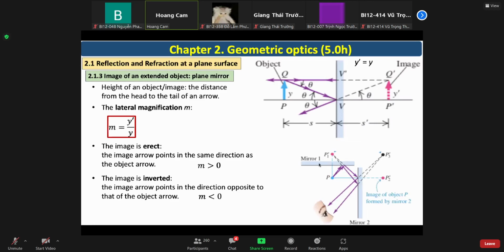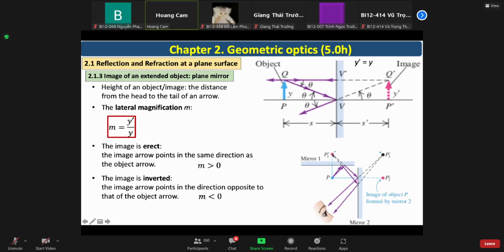If we have a system of mirrors instead of only one, as above, we have here mirror 1, mirror 2, and we have a point object P. Observe here, mirror 1 can form the image P1 prime of P. Mirror 2 also can form the image P2 prime of the object P. So we have P1 prime and P2 prime as the two images of the object P by mirrors 1 and 2.